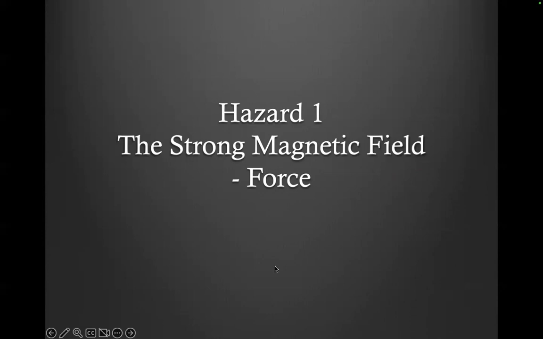Okay, let's continue. So let's talk about hazards. As we've gone through the three components, you need to remember the strong magnetic field, the radio frequency pulse, and the gradient pulses. The first hazard is associated with the strong magnetic field. That's mainly what you feel when you hold a magnet close to a metal, and that's a strong force.